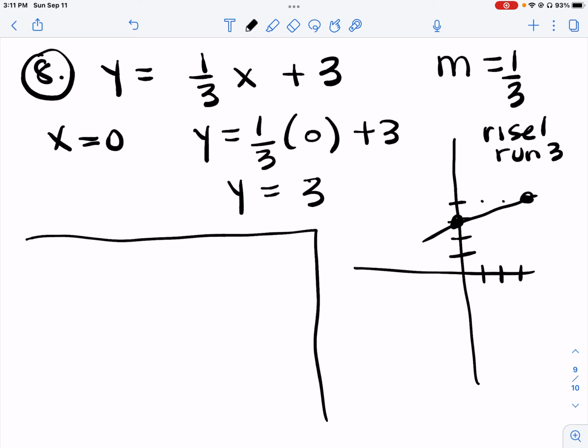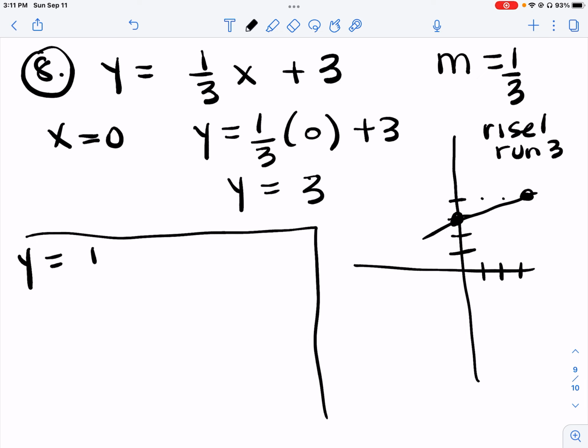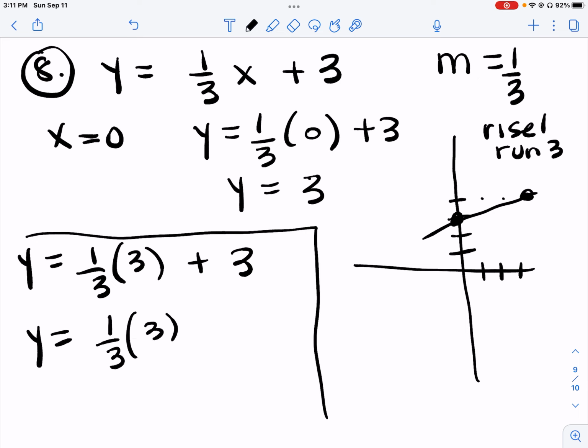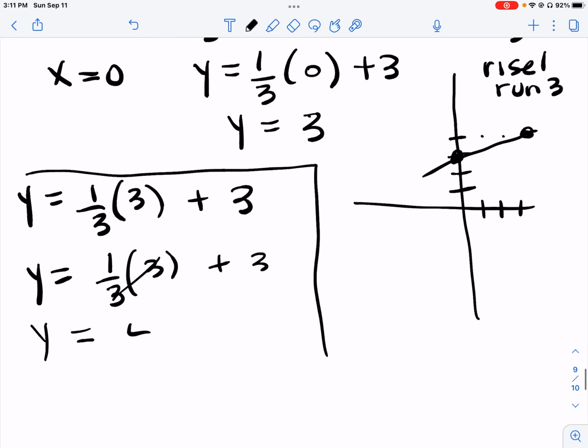Another way to get another point is to plug in another number for x. Now, because of the fraction, plugging in 3, plugging in that denominator, let's see what happens. Those 3's cancel, so we get 1 plus 3 is 4. So when we plug in 3, we get y equals 4, which is the same point that we got using the slope.